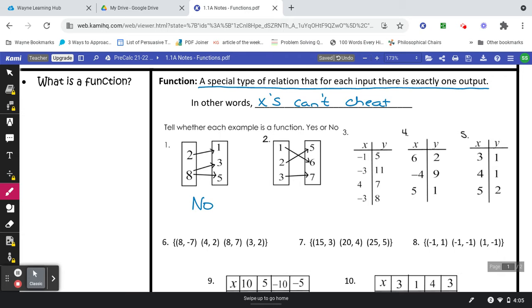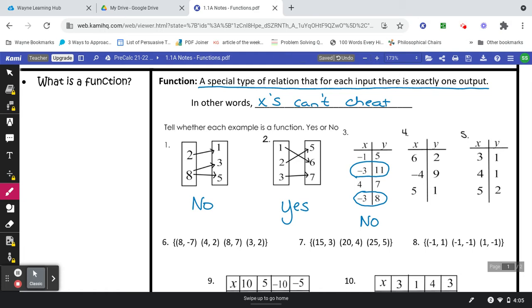Example 2, 1 is paired with 6, 2 is paired with 5, 3 is paired with 7. Everything looks good there. That's a yes. For example 3, as I scan through these numbers, I notice -3 here is with 11. And then I notice -3 is paired with a different number, 8. When that happens, that's a no. The x is cheating. It's repeating with a different y value.